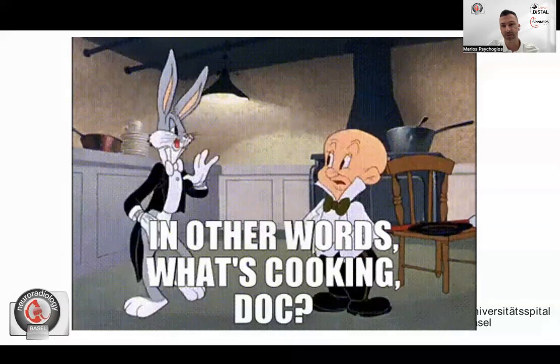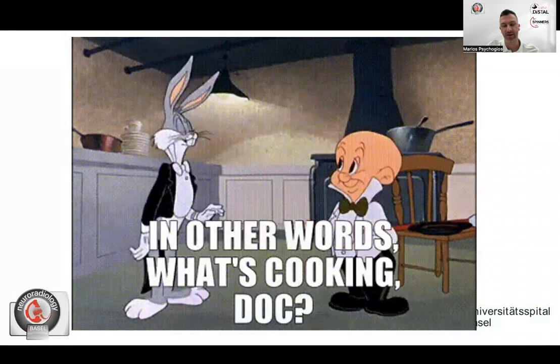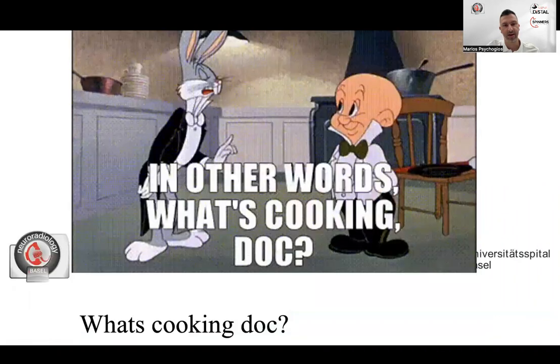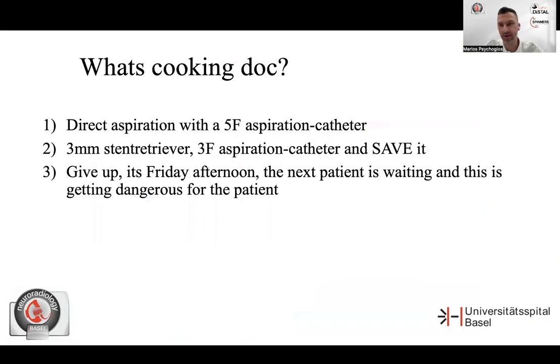And the question would be, okay, what are you doing? Are you still going and aspirating? So if I could ask you what's cooking, doc, answer number one would be direct aspiration with a 5 French aspiration catheter. Two would be a 3 millimeter stent retriever, a small aspiration catheter, and SAVE it. Again, if you want to check our tutorial on our SAVE technique, you can click on the description below. It's just, provocative answer number 3.